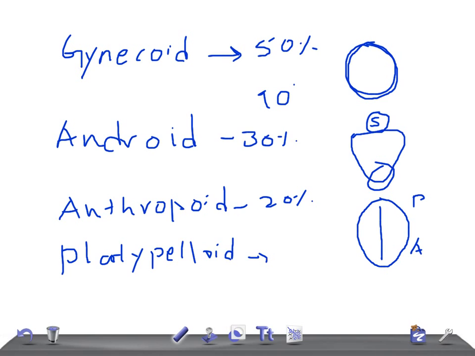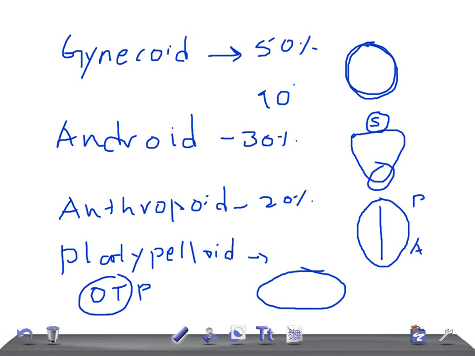Platypelloid is like a flattened gynecoid. It means the shape will be like this, I'm just going to draw it like that. Flattened gynecoid, you can say. The inlet is an elongated transverse oval diameter. It has straight side walls with a deep sacral curve and a wide subpubic arch. So remember, the subpubic arch is very wide. The fetal head engages transversely and delivers in occipito transverse position, OTP, remember, occipito transverse position.